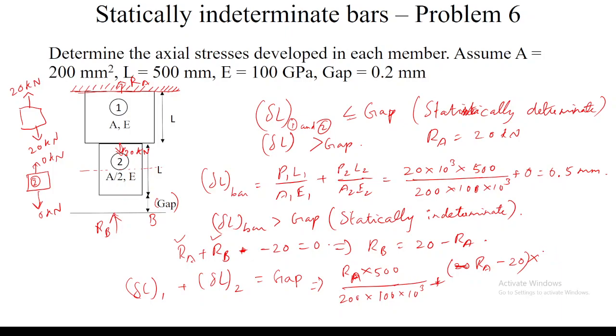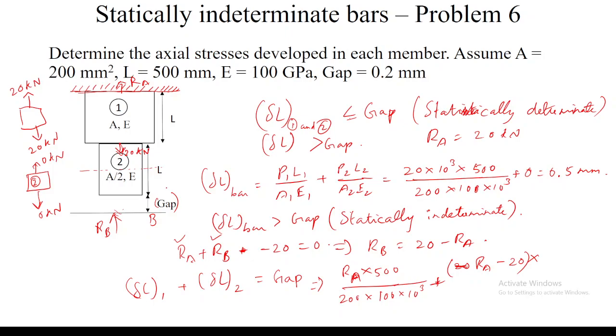Sir, we are writing delta L less than or equal to gap for statically determinate, right? But this condition is statically indeterminate. Then why substitute the equal to, I mean, delta L1 plus delta L2 equal to gap? Actually, you can't exceed beyond this gap. Only the permissible deformation is equal to the gap. After that, the support at B will exert a reaction so that you will get a force on this second member.